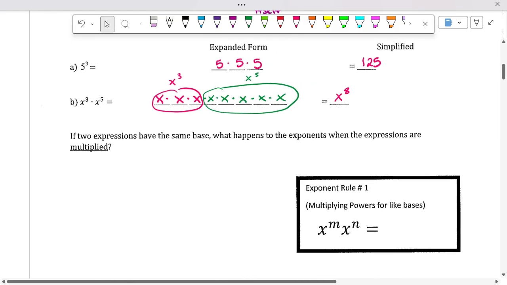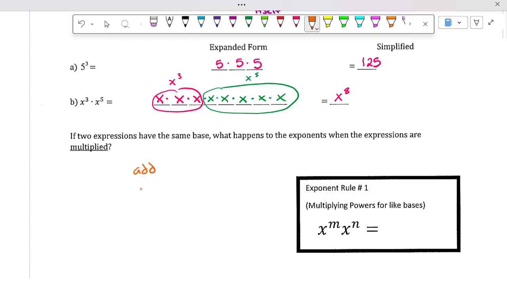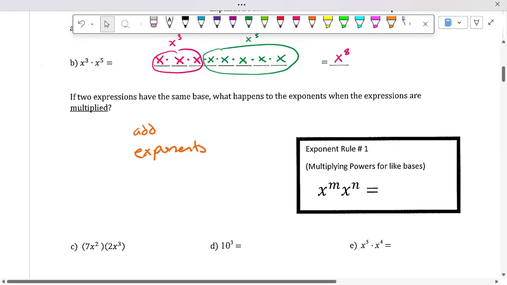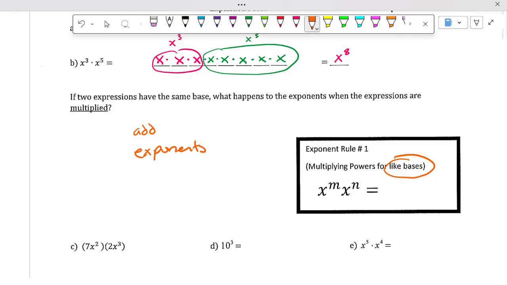So if two fractions have the same base, what happens to the exponents? When they're multiplied, you add the exponents. That's review from yesterday. And remember, they have to be like bases, meaning they have to have the same base. So x's go with x's, y's go with y's, 2's go with 2's, whatever.